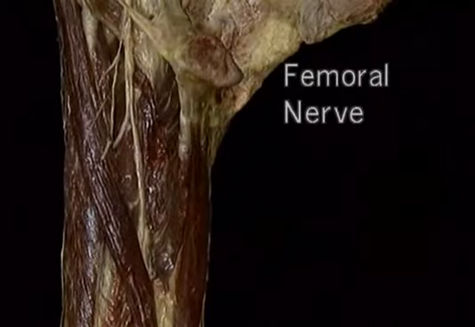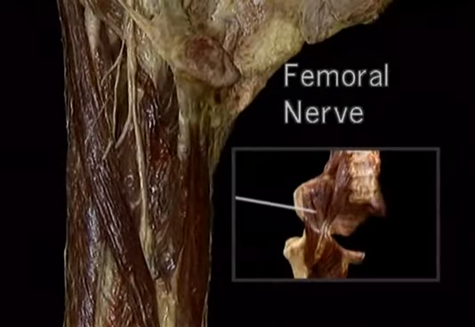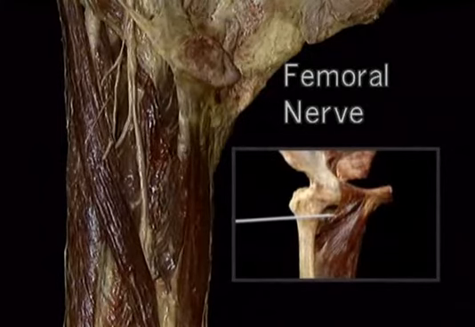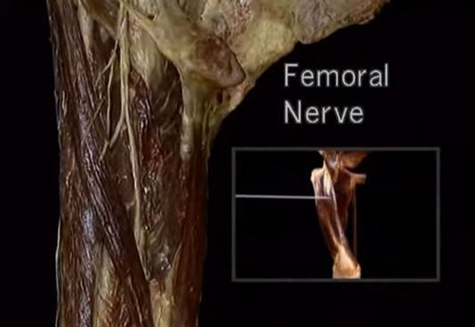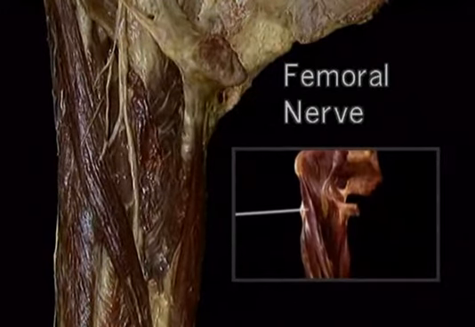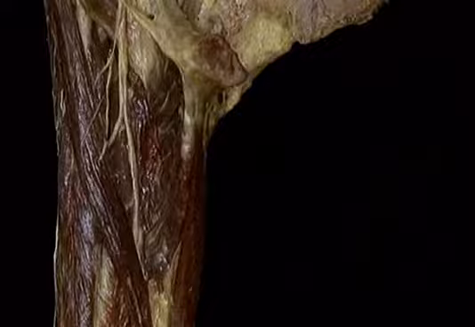The femoral nerve supplies iliacus, pectineus, all four heads of quadriceps, and sartorius. The obturator and femoral nerves also have sensory branches, some of which go below the knee. We'll leave these out. We'll go on now to look at the sciatic nerve.